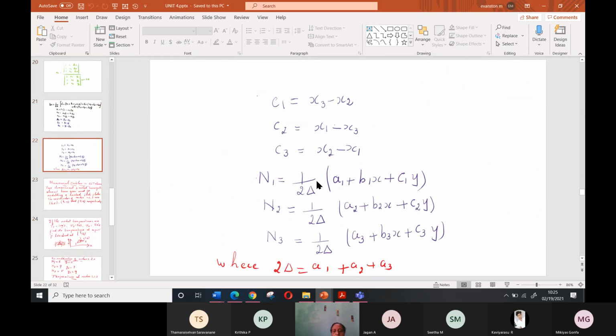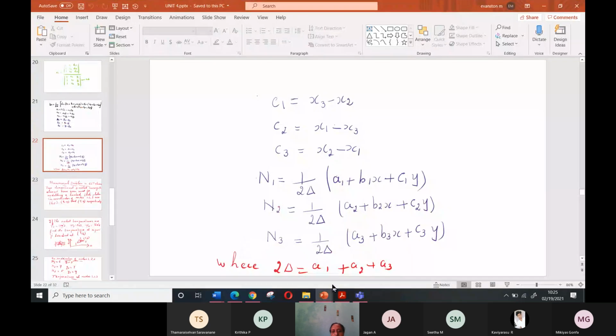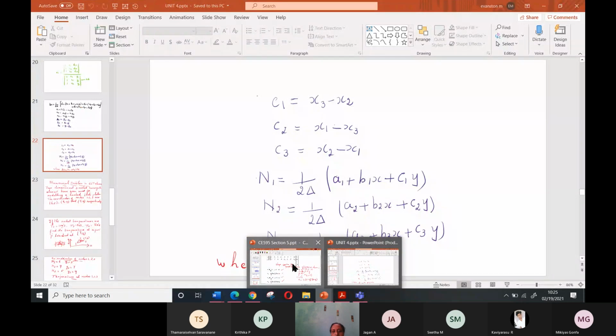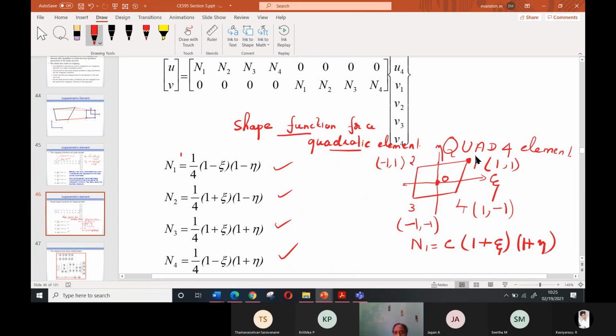What is N1? N1 is equal to 1 by 2 delta into a1 plus b1x plus c1y, so some constants into x and y terms. Similarly, I have taken here the constants as c. And how to derive this one is that if I'm finding out N1, you have to leave this node.